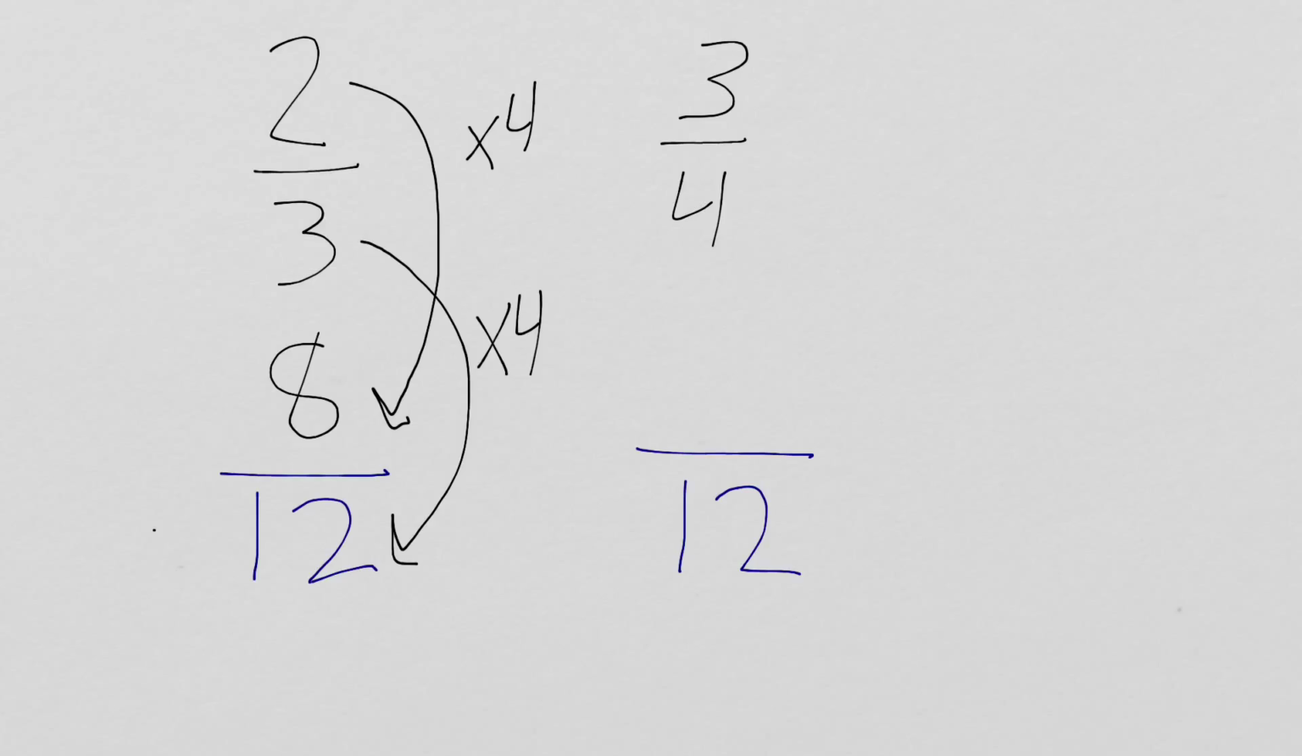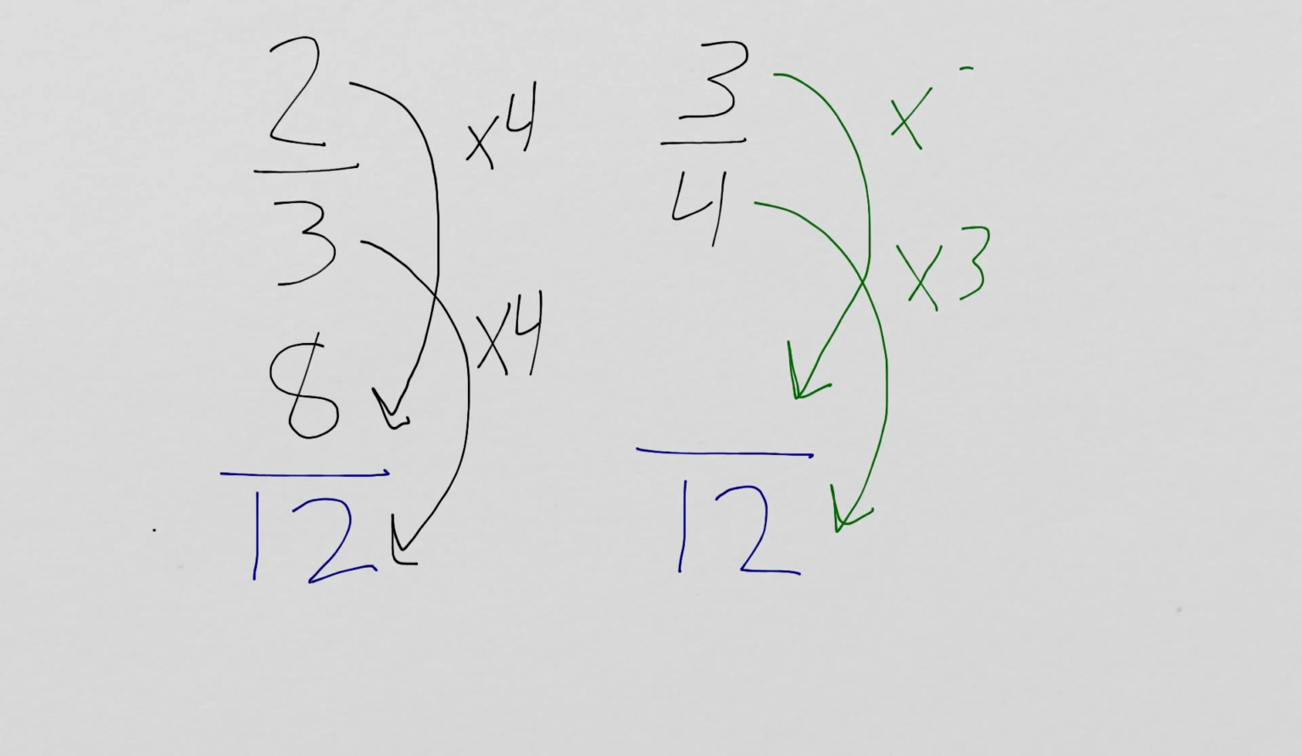If we do the same thing over here, 4 times 3 gets us 12. So we multiply 3 by 3 as well. 3 times 3 will get us our new numerator, and it is 9. Now, we have a common denominator. They both have 12. So all we got to do is decide which one's bigger, 8/12 or 9/12. 9 is bigger than 8, so we use our less than symbol because 8/12 is less than 9/12.